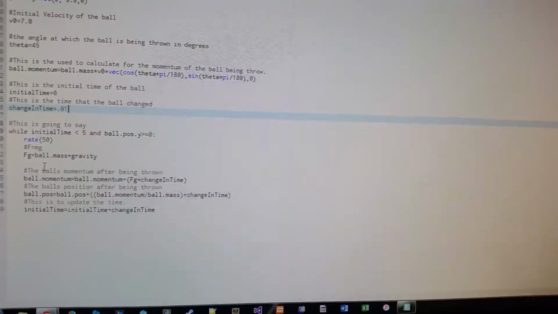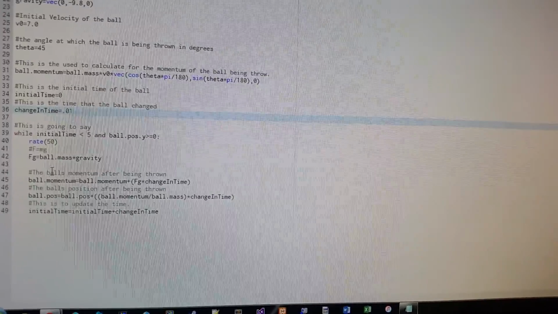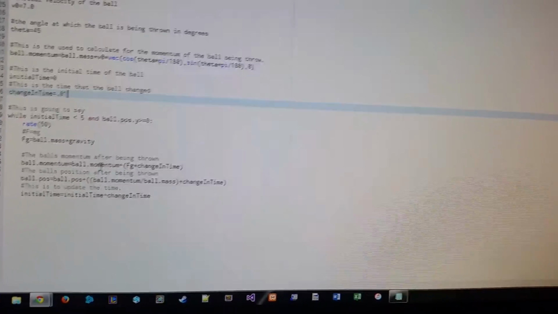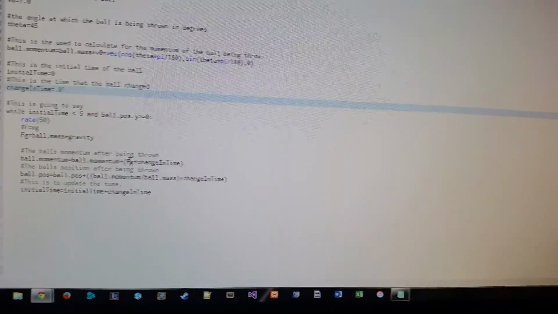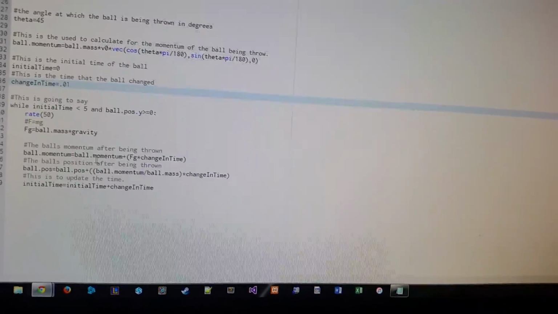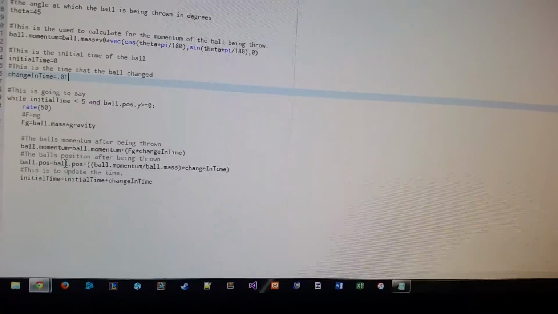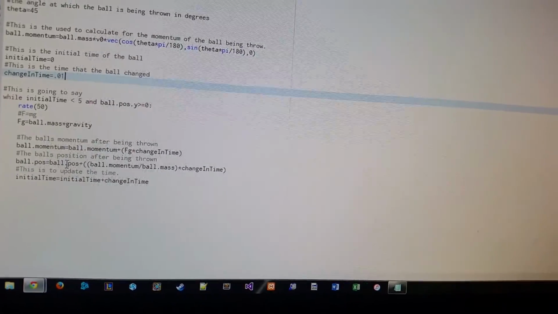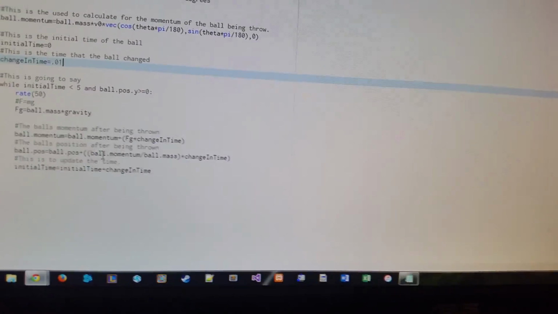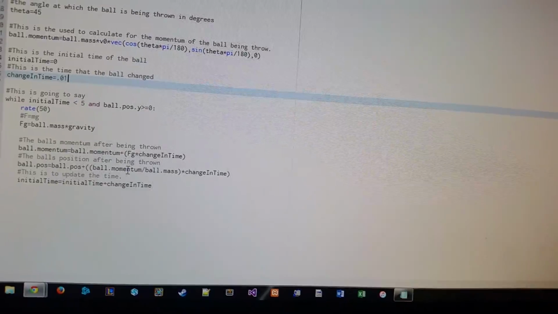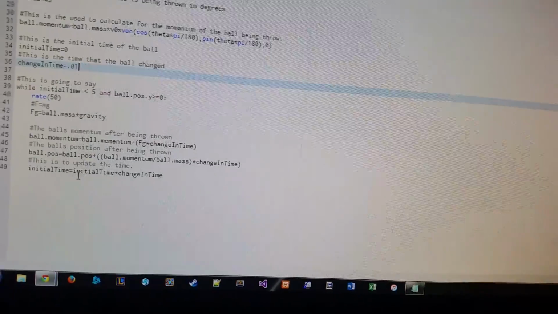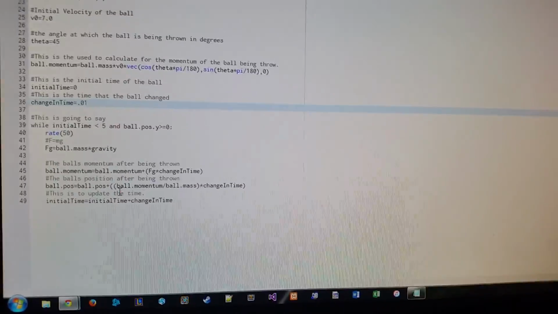And then I calculate the ball's momentum after the ball is being thrown. So that's ball.momentum equals ball.momentum, that's the initial momentum, plus the net force of the ball times the change in time. And then I calculate the position of the ball, which is ball.pos equals ball.pos, the initial position, plus the ball.momentum over the ball.mass times the change in time. And then I set my initial time equal to the initial time plus the change in time, and it does this.